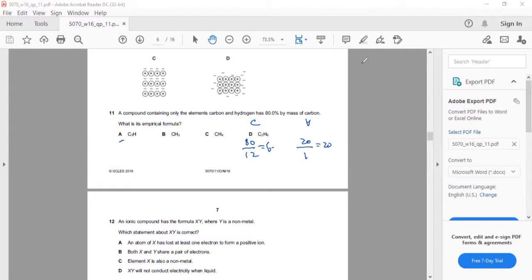Just let me see the calculator. So this is how you find the empirical formula. 80% divided by 12 is 6.67; 20% divided by 1 is 20, since hydrogen atomic mass is 1. 6.67 is the least, so divide both values by 6.67. So the empirical formula you get is CH3.